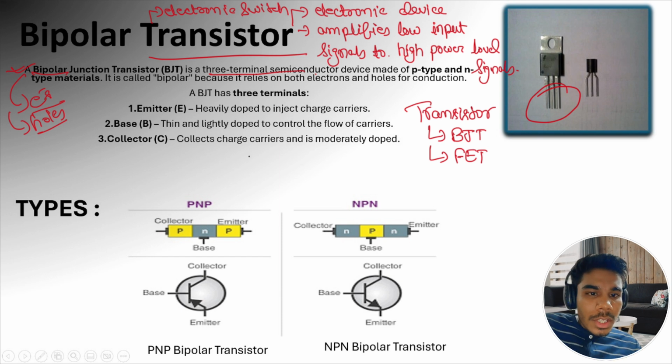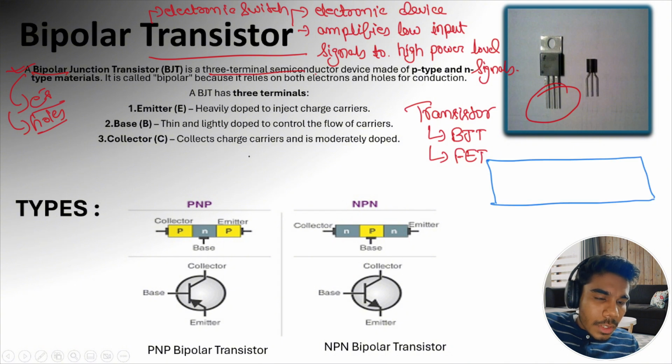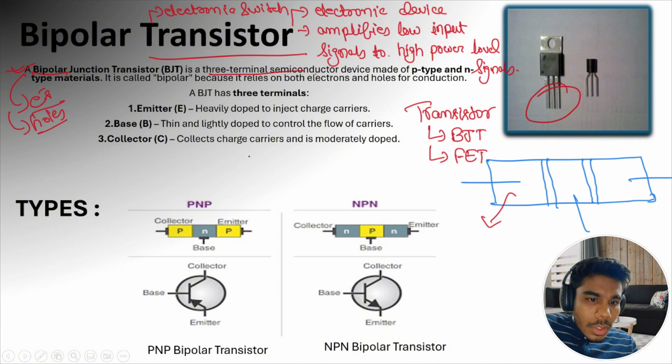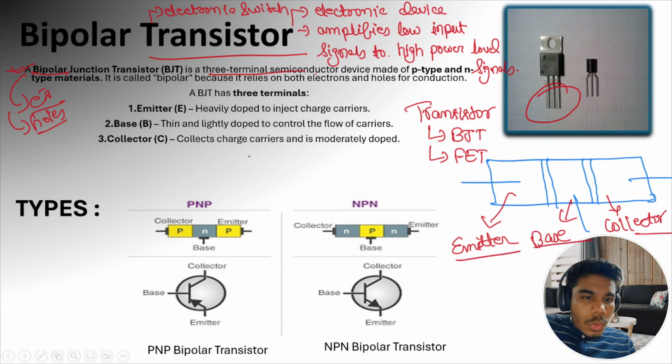Okay. So if I have to illustrate, let me make a diagram. Consider a BJT diagram having three regions. The first one is the emitter, the second one is the base, and the third one is the collector. The base region is a little thinner than the emitter and collector, that's why you can see it that thin. This one is our emitter, this one is our base, and this one is our collector. So you can see the three terminals.